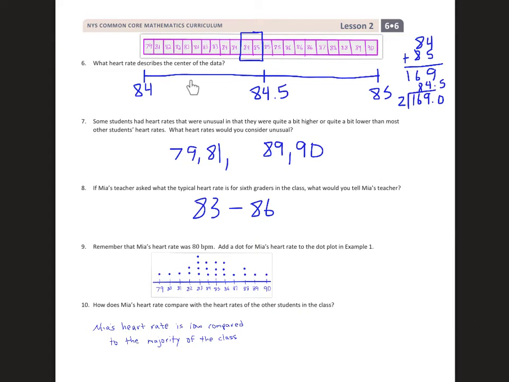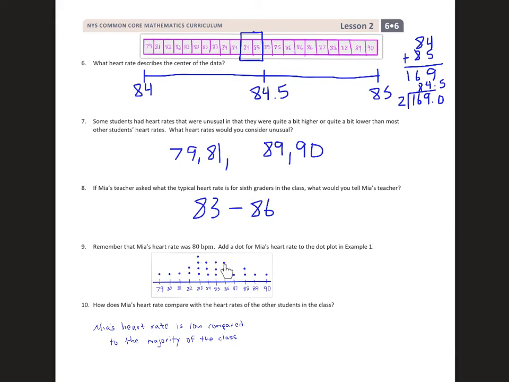They're by themselves. They don't have repeated numbers as 82 does and as 88 does. So that's what I would go with there. The typical heart rate could be anything between 83 and 86. Obviously, 83 is the most common, but then you have 3 at 84, 3 at 85, 3 at 86. That seems to be the heart of the data, the most typical.